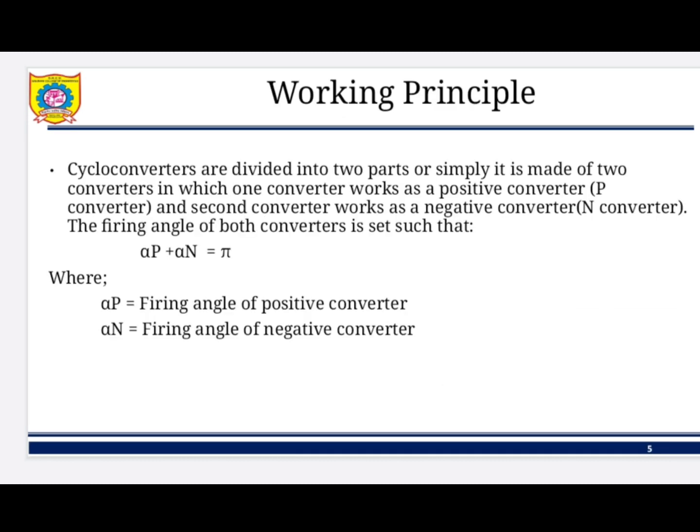Working principle of the cycloconverter. Cycloconverters are made of two converters, in which one converter works as a positive converter, the P converter, and the second converter works as a negative converter, that is the N converter. The firing angles of both converters are set such that alpha P plus alpha N equals pi, where alpha P is the firing angle of the positive converter and alpha N is the firing angle of the negative converter.